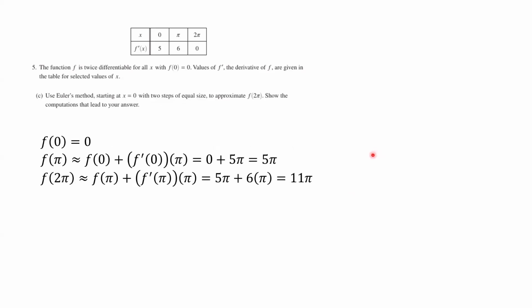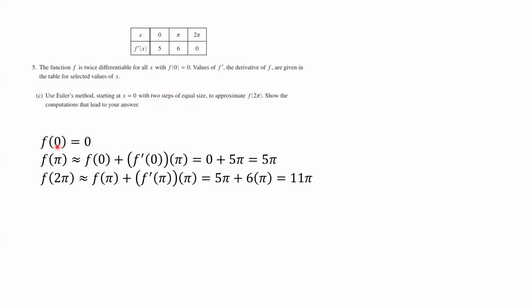Use Euler's method starting at x equals 0 with 2 steps of equal size to approximate f of 2 pi. Show the computations that lead to your answer. Okay, so 2 steps of equal size. They give us the steps actually, but if they didn't, it would be from 0 to 2 pi, right? So 2 pi minus 0 divided by 2, which is pi. So step size of pi. Not a coincidence that they gave us these 2 values.